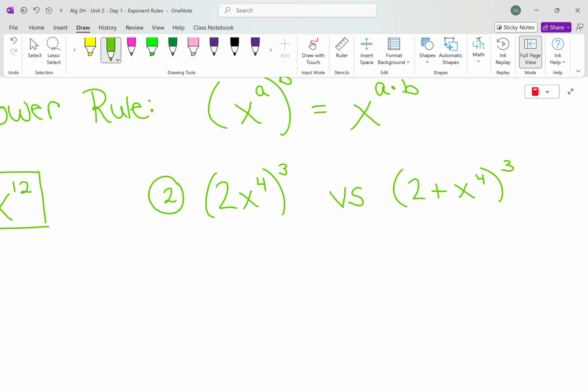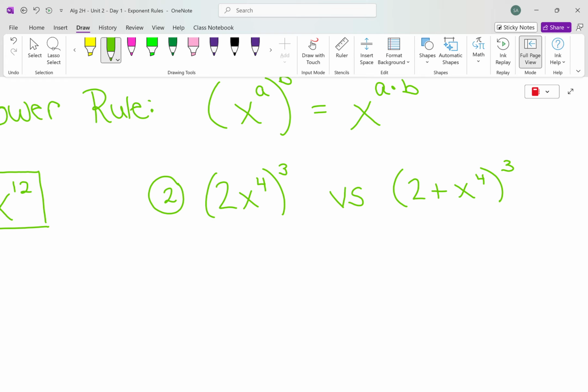These are very different. What makes them very different? Lily? The second one also applies to the two separate terms, so the 2 and the x to the fourth. Good. The first one is a monomial. What would we call the second one? A binomial. The first one's a monomial, the second one's a binomial. We would treat these very differently.